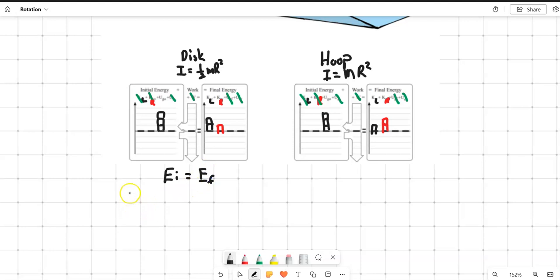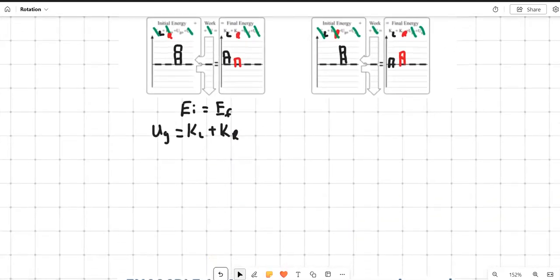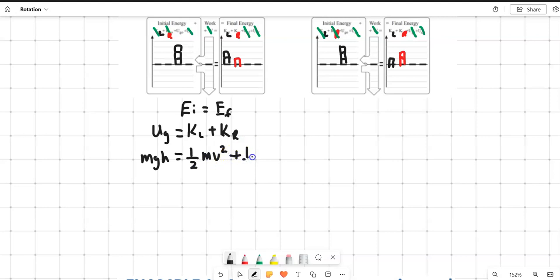Okay. And the potential energy due to gravity of the disk is right here. And then we have the linear kinetic energy of the disk plus the rotational kinetic energy of the disk. 2 separate energies. Moving along, we have mgh, which is the potential energy due to gravity. The linear kinetic energy is going to be 1/2 mv squared. And the rotational kinetic energy is 1/2 I omega squared.